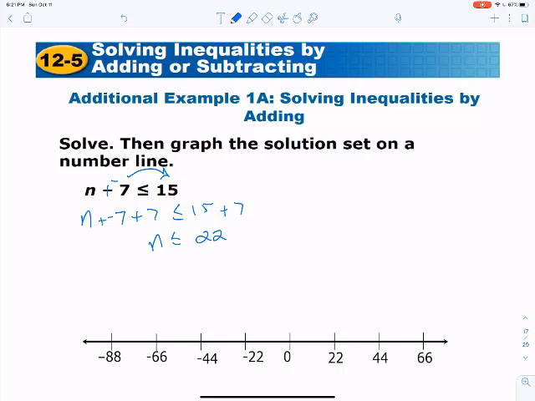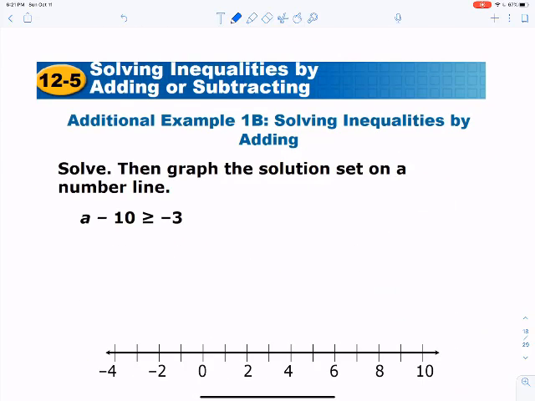So I want n is less than or equal to 22, so I go find 22. Because it's a less than or equal to, it's going to be a shaded in number. And we're going to shade to the left because it's all values less than or equal to 22, which is left of. Less than means left of. So let's try another one.